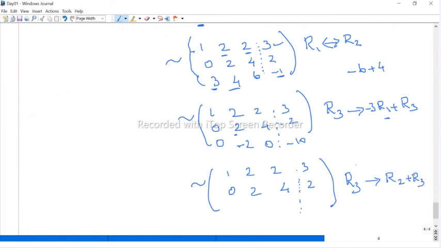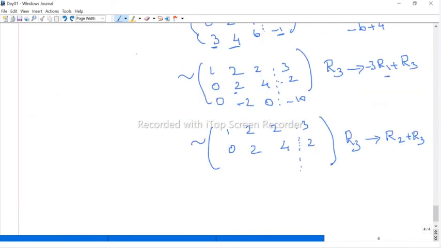Maybe we can call the new row R3 dash something, but you can call it R3. Now just add the second row and third row and write it in the third row. So 0 plus 0 we get 0, 2 minus 2 we get 0, and then 4 plus 0 is 4, and then 2 plus minus 8 is minus 8. Okay, now we get this one.